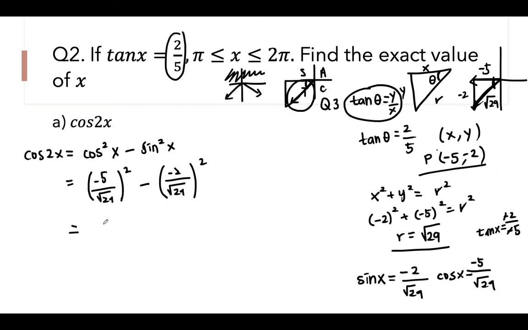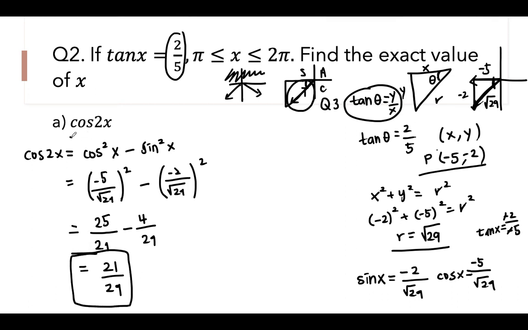So negative 5 times negative 5 is 25. Square root 29 times square root 29 is 29. Minus negative 2 squared is 4, and square root 29 squared is 29. And then I can reevaluate it. It's going to be 21 over 29. So this is my final answer if I'm evaluating double angle of cosine 2x based on the given information.